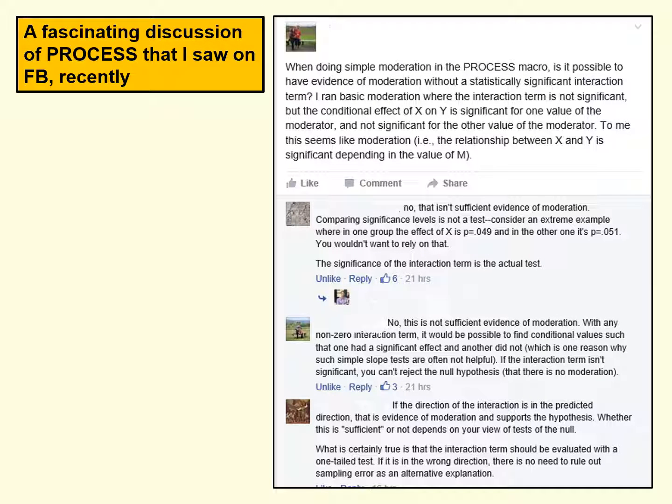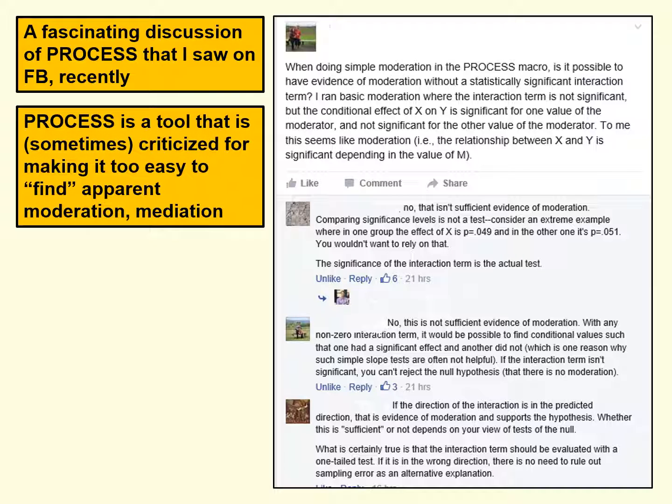It's interesting to note, and in fact I think I might have mentioned this in my last lecture, that you sometimes see PROCESS criticized in the literature, or more recently even in the social media. Here's a thread on a Facebook group that I follow, whose membership is mostly people who are really interested in research methods and statistics, and here you can see someone asking for advice about how to use PROCESS. And if you read the full thread, you can see that PROCESS is kind of criticized for making it too easy to find apparent moderation and mediation effects.